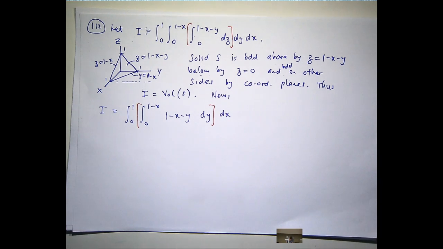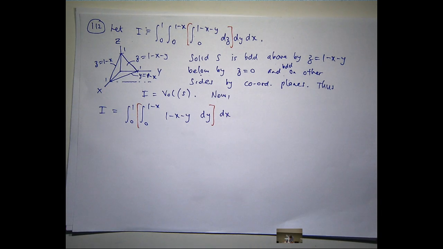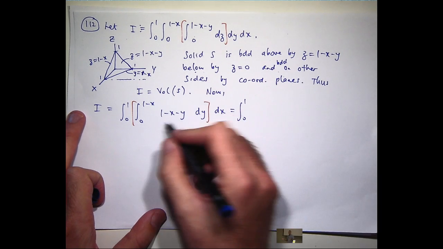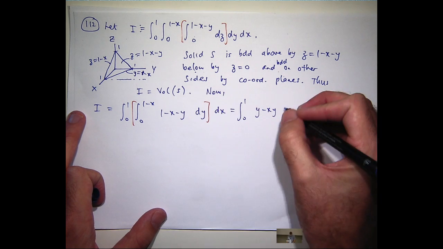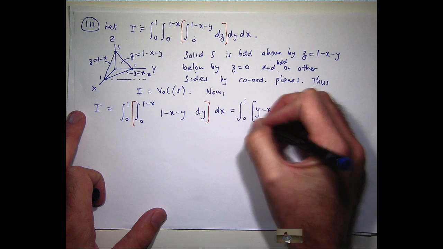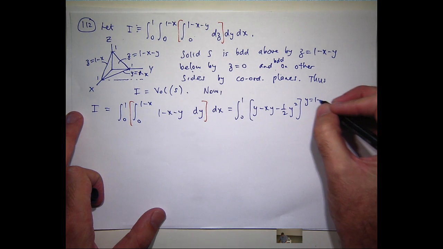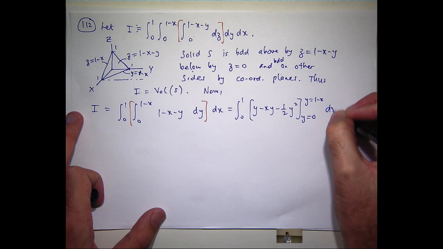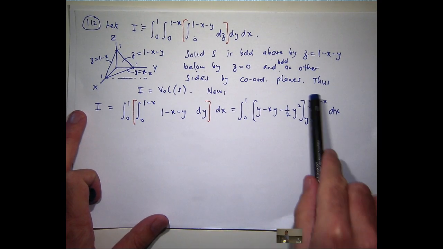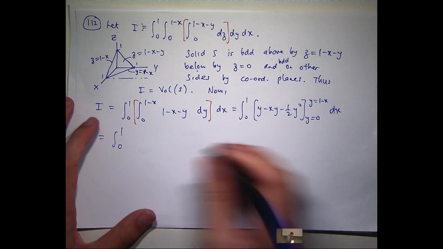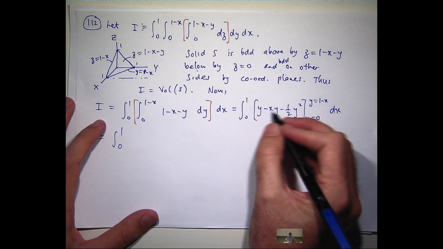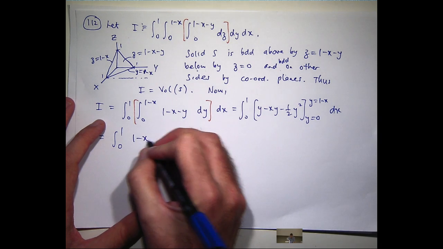So now I want to just do the inside integral in my bottom line. So I want to hold all the x's constant and integrate with respect to y. So this is going to become y, this will become minus xy, and this will become minus a half y squared. So now I'm going to sub in my limits of integration. So I'm going to get, well, when I sub in y equals 0, all the terms are going to be 0.